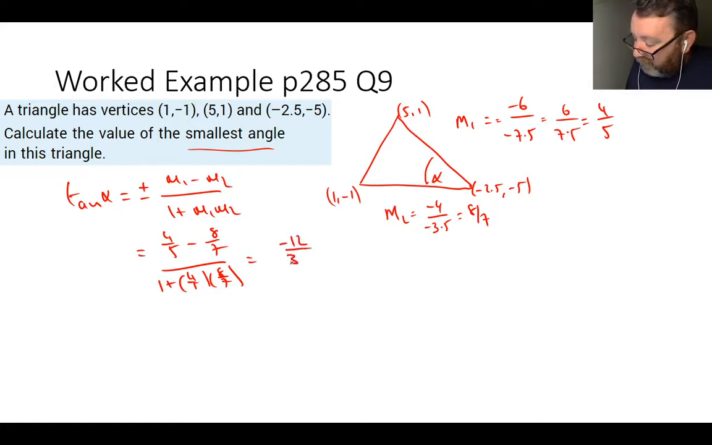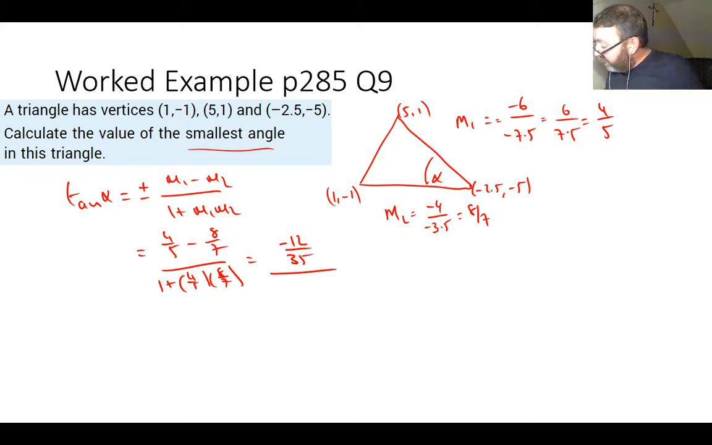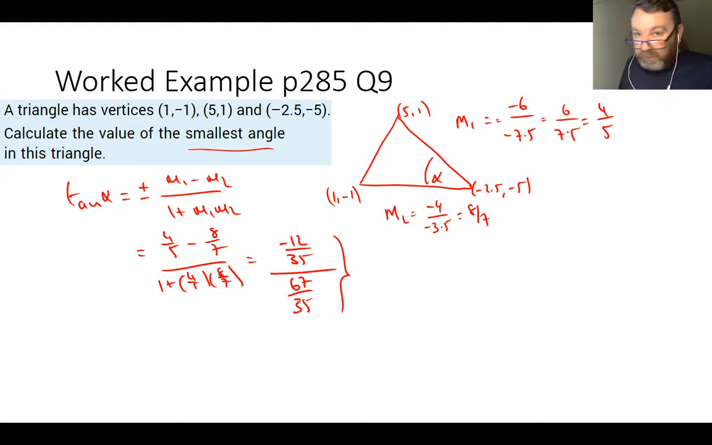Now don't worry about that just yet. And what does the bottom line become? Well, it's 1 plus 4 over 5 multiplied by 8 over 7. And that becomes 67 over 35. Okay. Now, I hope you remember from junior cert, when you're dividing by a fraction, there's no such thing. So this becomes minus 12 over 35 multiplied by 35 over 67. They're going to cancel. Minus 12 over 67 is the tan of the angle that we're looking for.